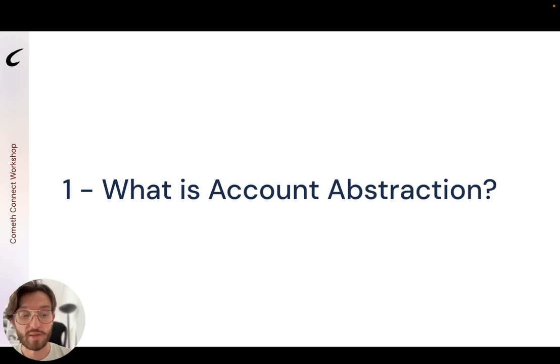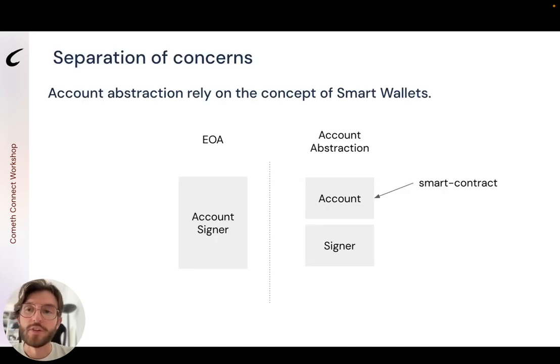So what is account abstraction? The idea is a separation of concerns. If you take EOA, so externally owned account, what happens is that you have the account and the signer as the same entity. For example, with a MetaMask account, you have a private key that allows you to sign transaction and messages, etc. And if you lose your private key, your signer, you also lose your account. So you lose all the assets that are in the account.